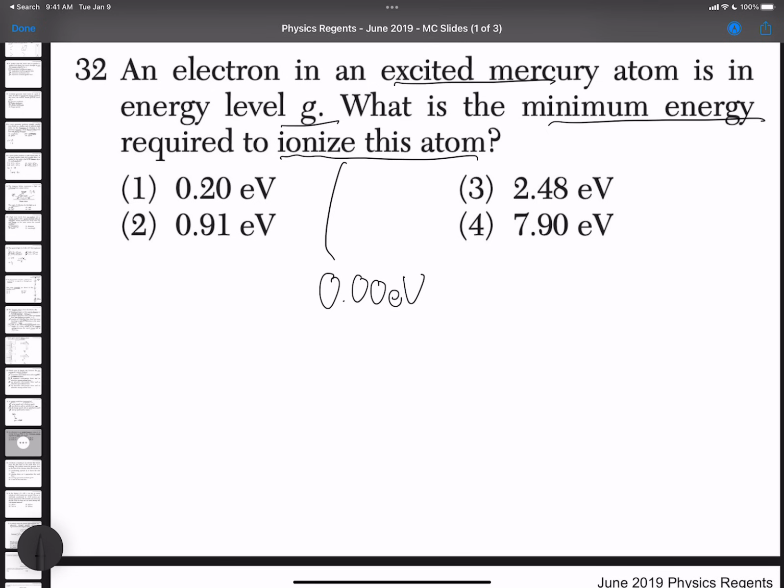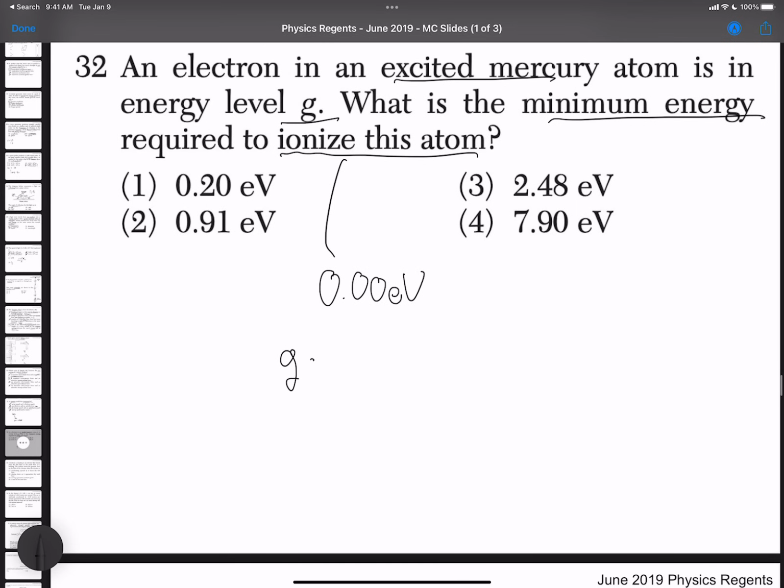If we go to the top of page 3 in the reference table, we can see the energy level diagram for mercury. Reading it for G is a little tricky, so just follow those lines carefully. And the energy associated with level G is negative 2.48 electron volts. And so the minimum energy would be positive 2.48. It is true that if you had a photon with 7.9 electron volts, it would ionize the electron in that energy level G, but it is not the minimum energy. 1 and 2 are not enough energy to ionize.